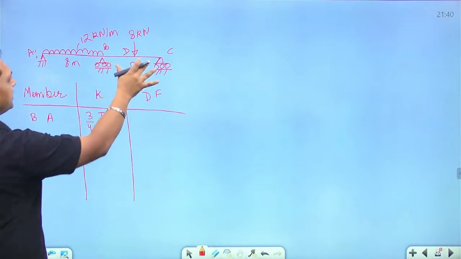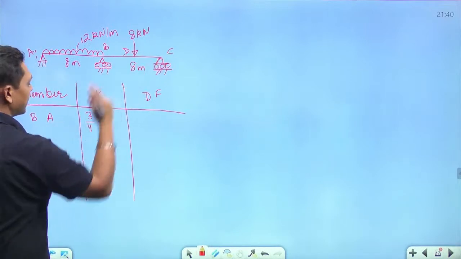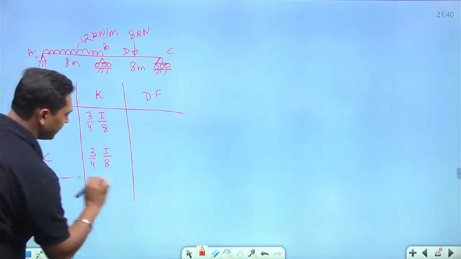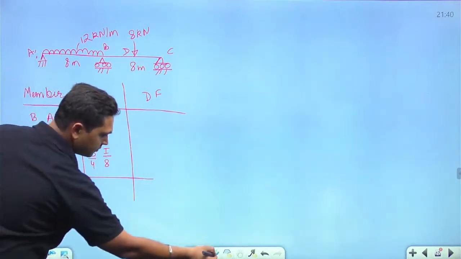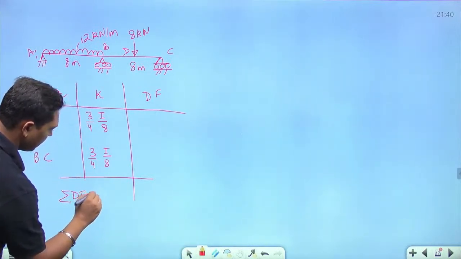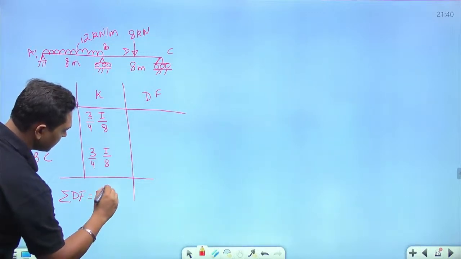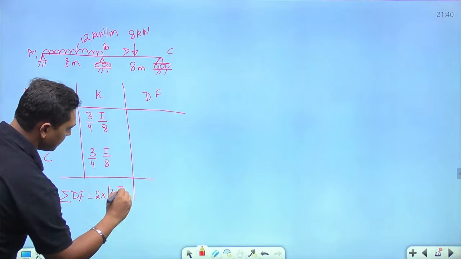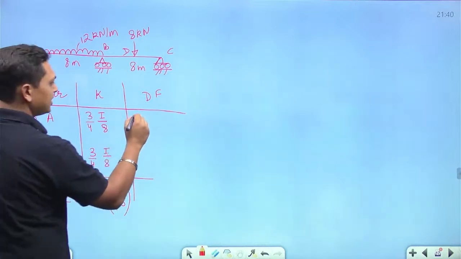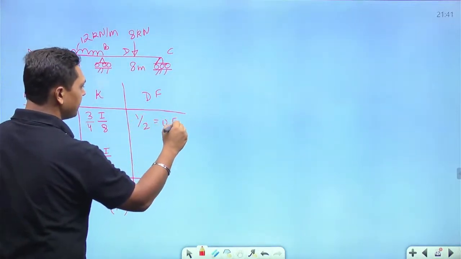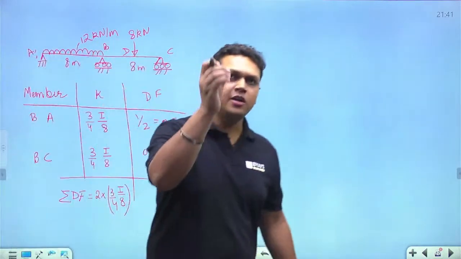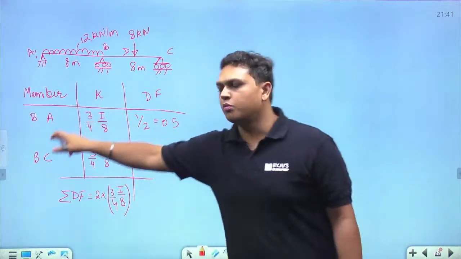And similarly for the member BC, again the far end is pinned. So again it is going to be 3 by 4 I by L. So the summation of distribution factor will be equal to 2 times 3 by 4 I by L, right? So this divided by this will be nothing but 1 by 2, which is equal to 0.5, and this will also be 0.5. What does it mean is, whatever moment is applied at the joint B is going to be equally distributed between the two members.